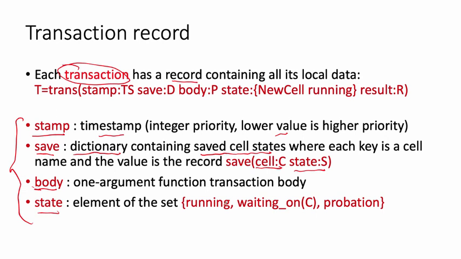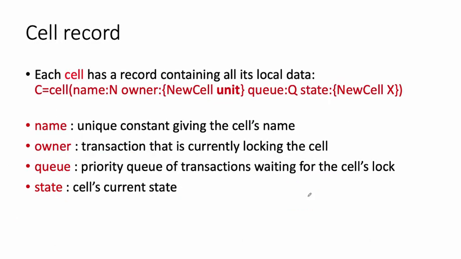And there's three states. There's the running state, there's a wait state, but here it's waiting for a lock on C. And then there's this probation state that we saw. You see, it's very similar to the state diagram we saw. There's a little bit of extra information. The saved states are extra. And when I'm waiting, I also know what I'm waiting on. So the cell also has a record.